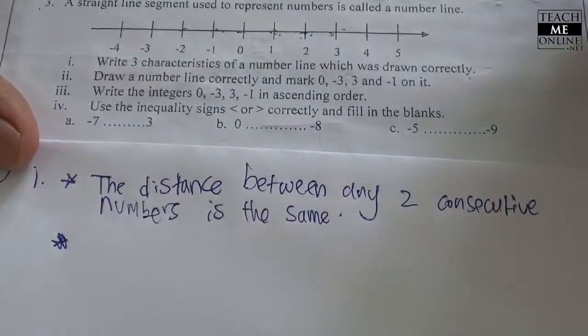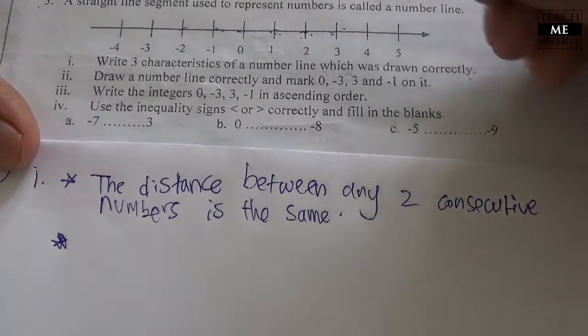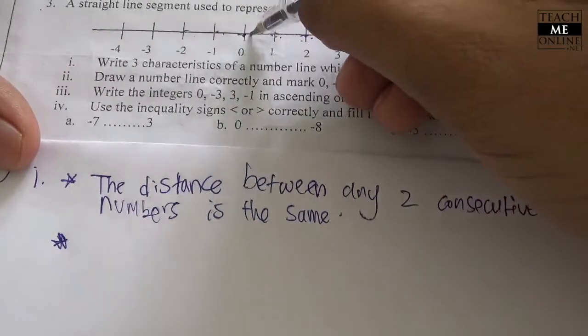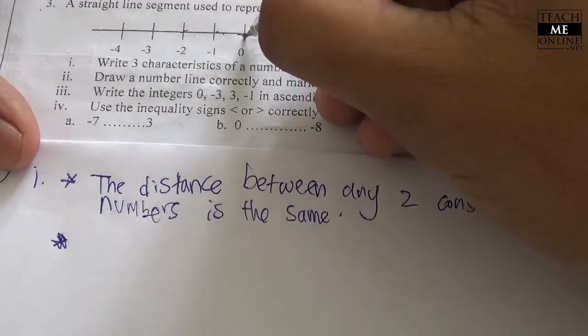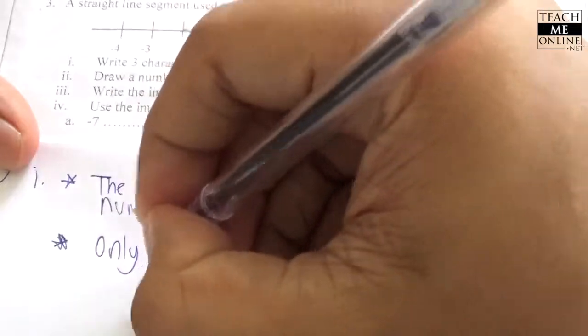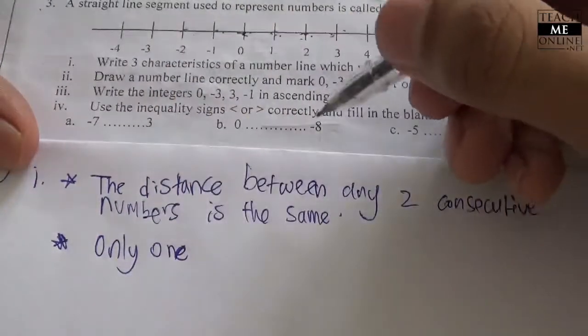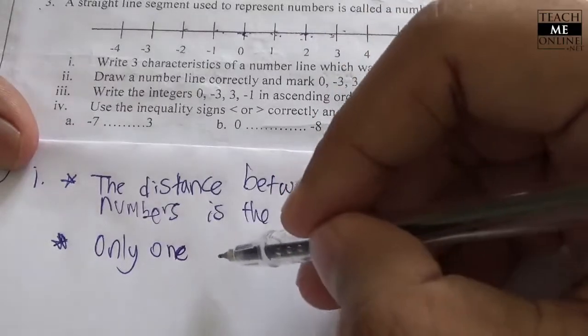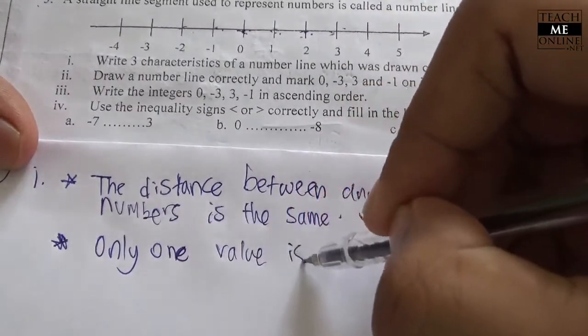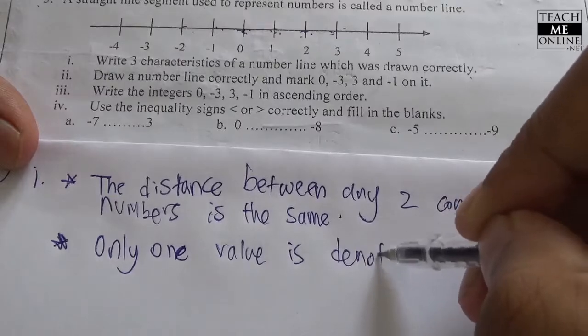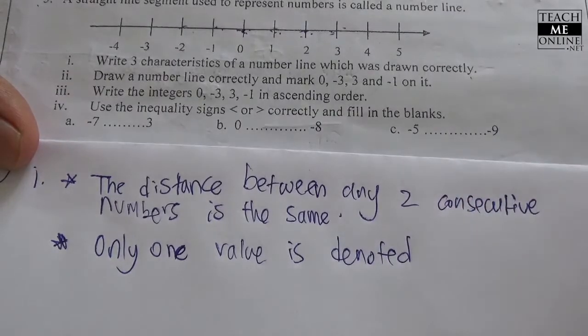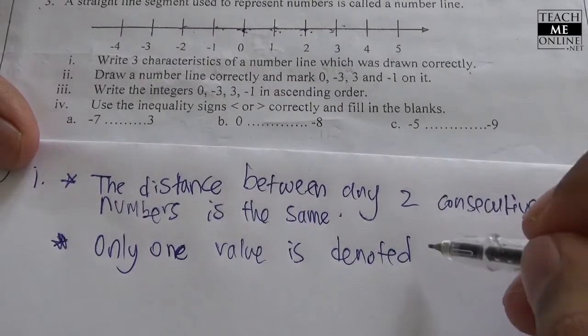Next, we can say that at any one point of the number line, only one value is given. So here it's 0, there's nothing else, just 0. So only one value is denoted by 1 point on a number line.